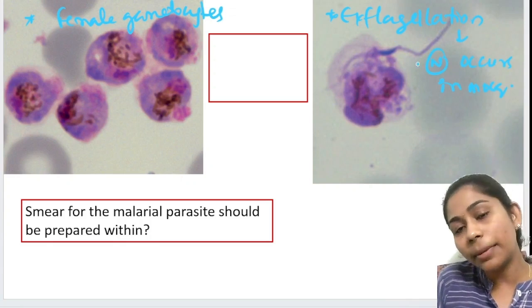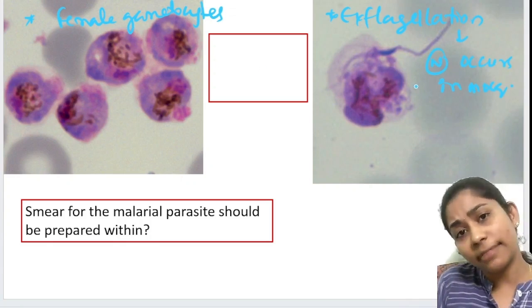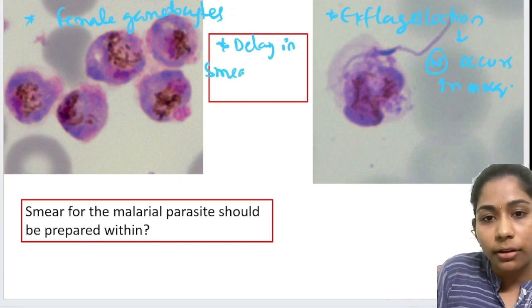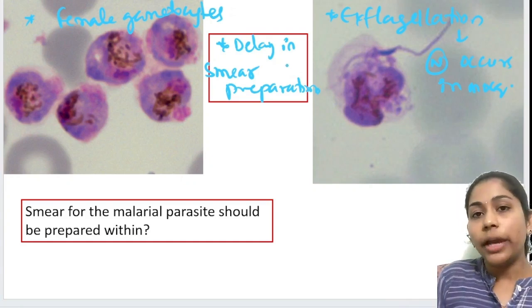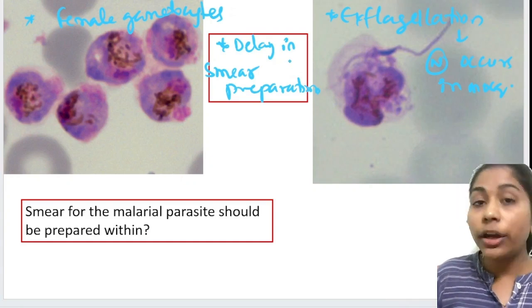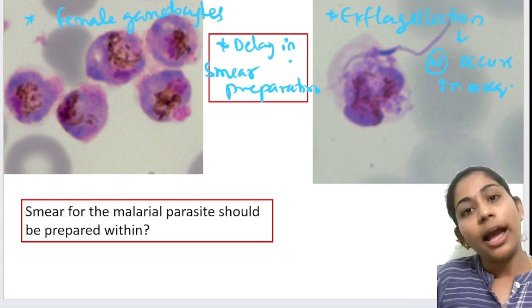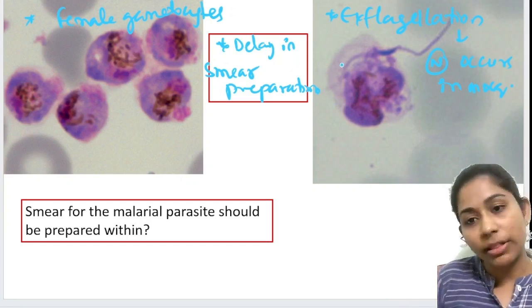But why is it happening in our body? Why are the female gametocytes looking like this, and why is there exflagellation? Here there is a delay in the smear preparation. That's why we are seeing all these things. It may be a fault of the technician, or a fault from the clinical side. They have taken the sample and didn't send it immediately, collected in the morning and sent in the evening, and we will see these changes.